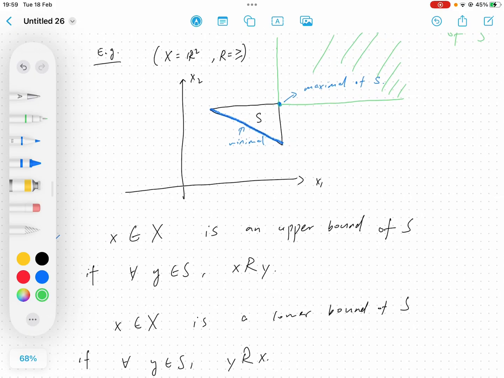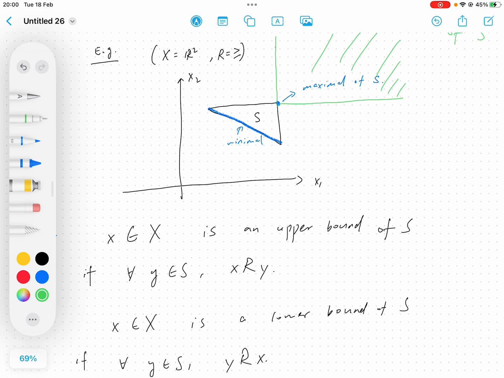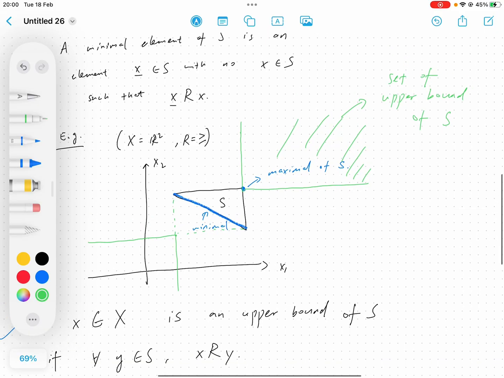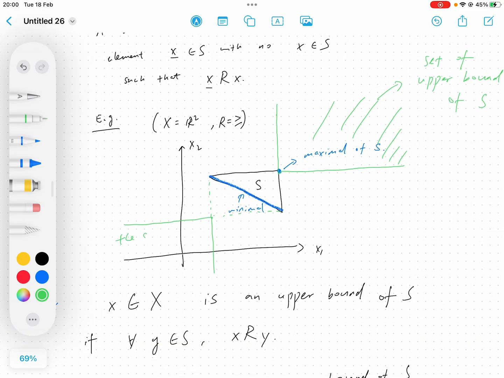Okay, and how about the lower bound? For the set of lower bounds, we need to first find this point, right? And then below and to the left of this point, we're going to have this as the set of lower bounds. So this would be the set of lower bounds of S. All right, good. So we have found those two sets, the upper bound and lower bound of S.